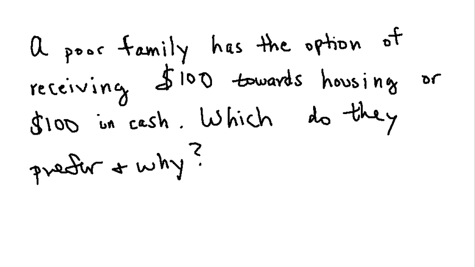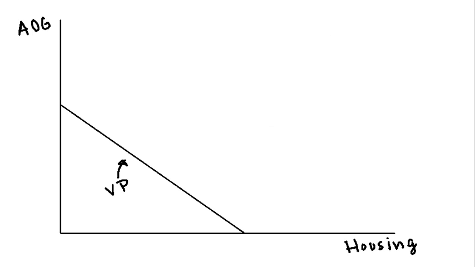Okay. In order to figure out which of these cases the poor family is going to prefer, we need to draw the budget lines for both cases and see if we can infer anything from the shape of the budget lines as to which case is preferable to the poor family. So first I just draw a budget line which does not include the $100 housing voucher, nor does it include the $100 in cash. So this is the very poor VP budget line.